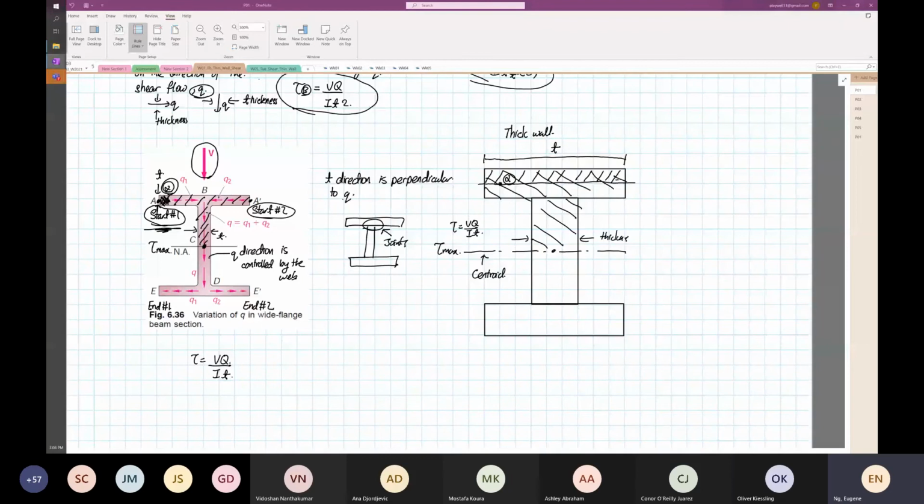I think that way also, but it will never fail over there. It will fail in this region. Any idea why? There's no joint now, right? It is one solid piece. But failure will occur there, not at tau max. Anyone, please.